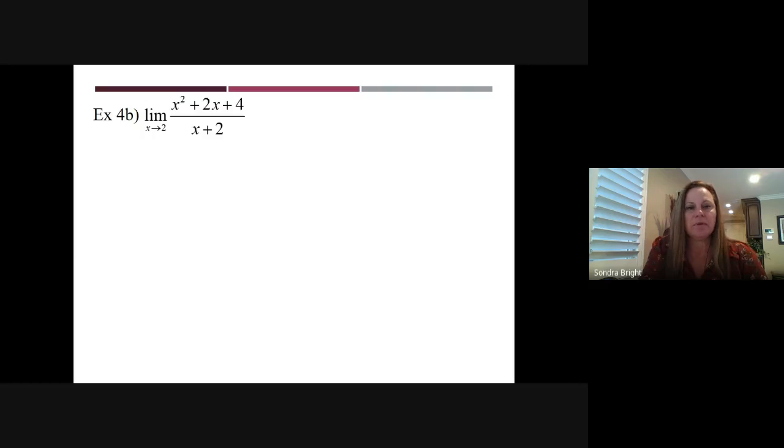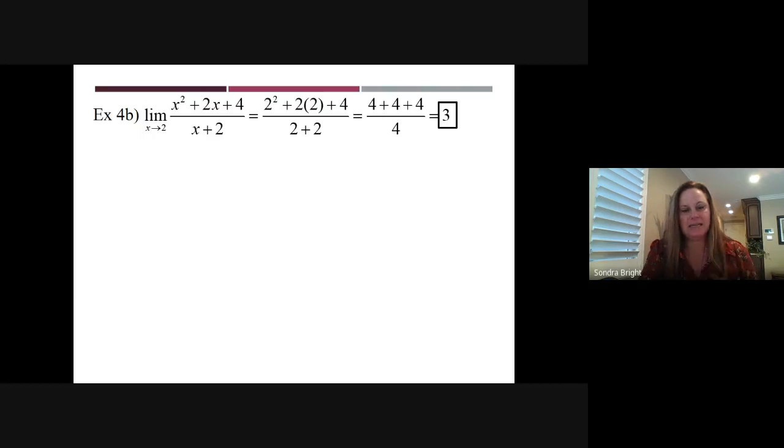Let's do an example. Let's find the limit of this function as x approaches 2. What you can do is just plug 2 into all of the x's. So I've got 2 squared plus 2 times 2 plus 4, all over 2 plus 2. Then we evaluate that. That is 4 plus 4 plus 4 all over 4, which ends up giving you 3. Easy peasy lemon squeezy.